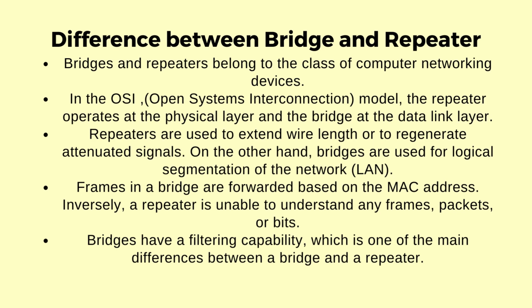Number 4. Frames in a bridge are forwarded based on the MAC address. Inversely, a repeater is unable to understand any frames, packets, or bits. Number 5. Bridges have a filtering capability, which is one of the main differences between a bridge and a repeater.